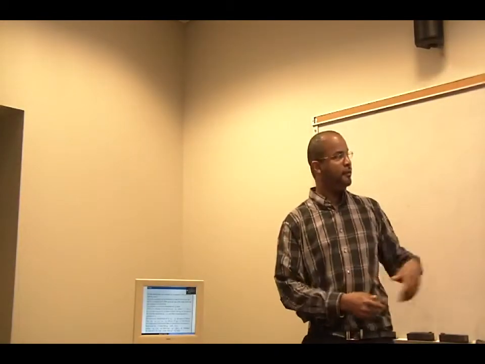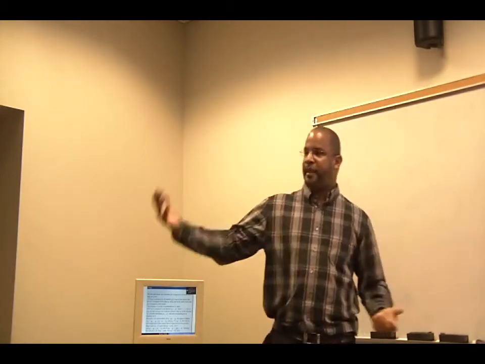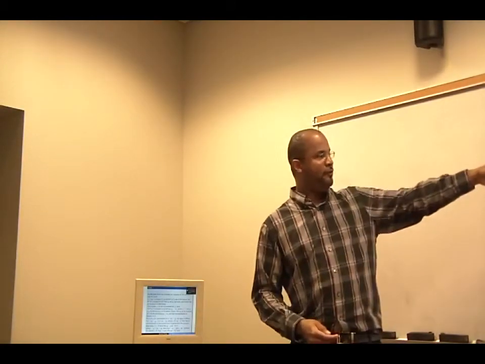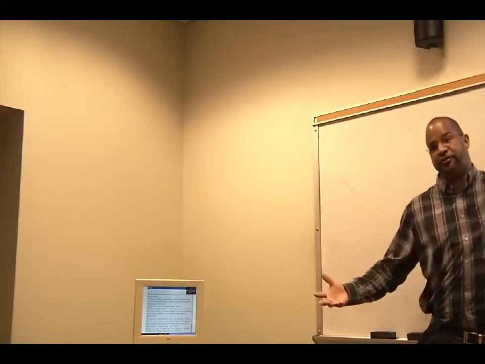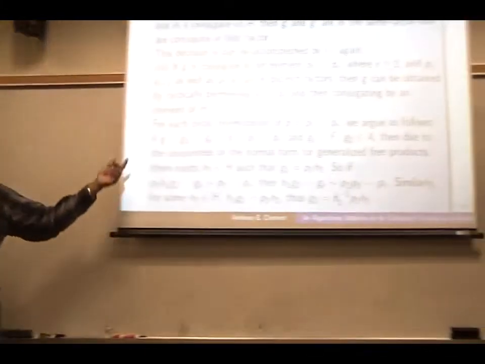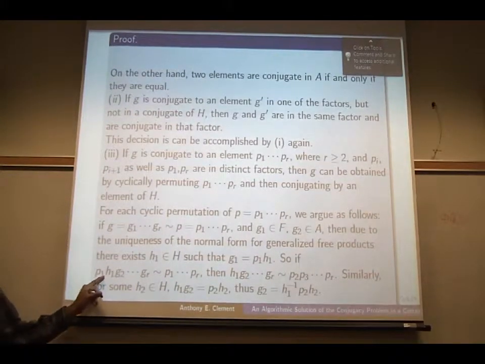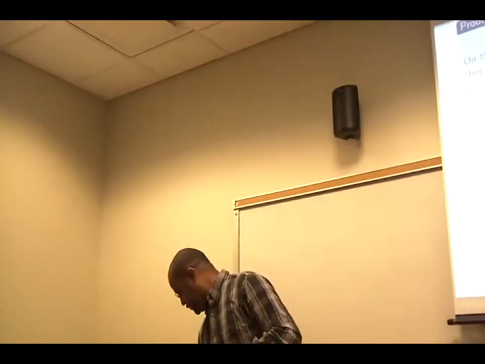If G is conjugate to P, written this way, and G1 is an element of F, the first factor, and G2 is an element of A, then due to the uniqueness of the normal form, the first part, G1, can be written as P1 times H1, yes? So what we can do is replace G1 by P1 H1, and then this element will be conjugate to this, so we can cancel P1 here, and we'll end up with a shorter word. So any time we do that, both elements will be of the same length. Okay?